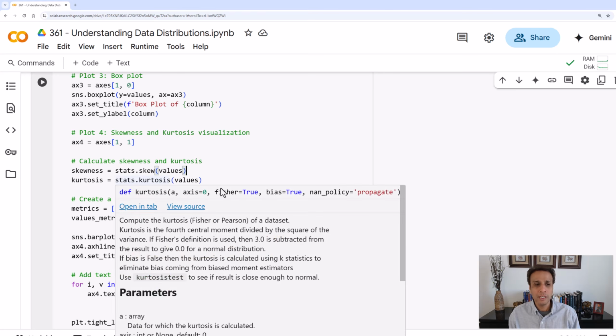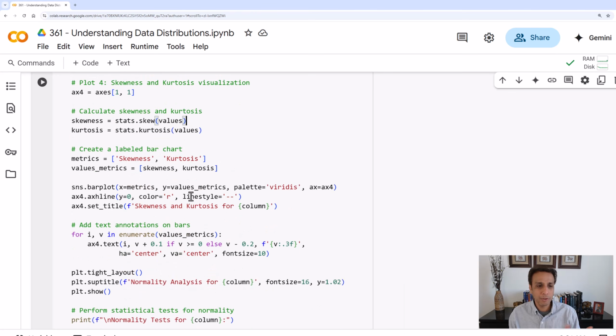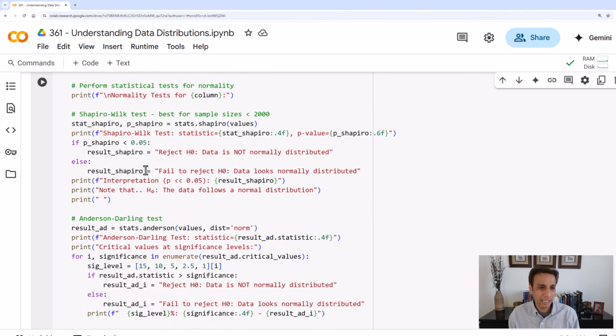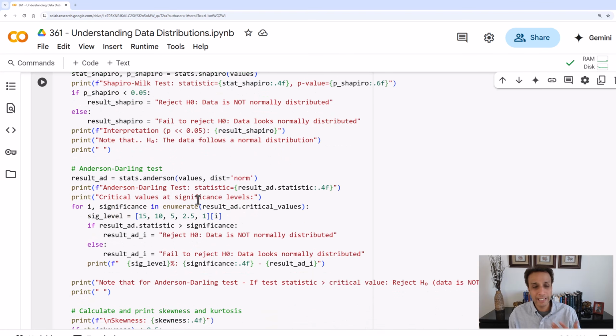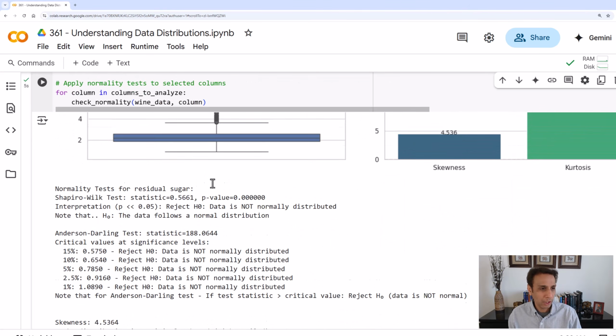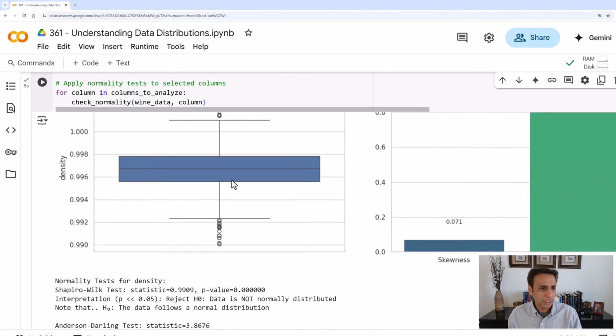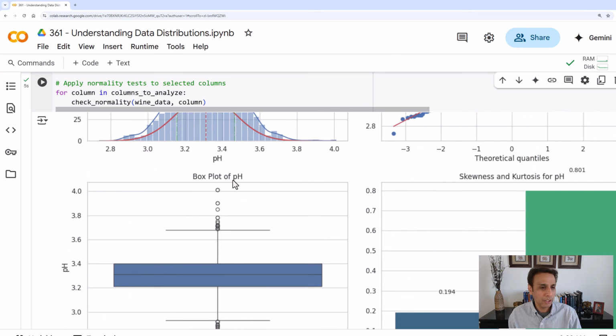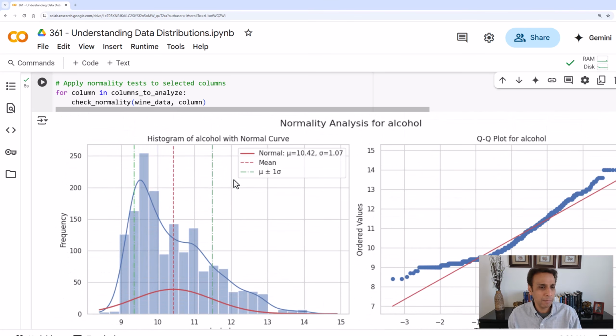Similarly, kurtosis is printed here, and I'm just doing a bar plot of those, and later on I'll print those specific values. I have added a few extra print statements so we can easily interpret from the output. So let's go ahead and run, and let me go all the way to the top so you can see what's going on. So let's look at the first plot.